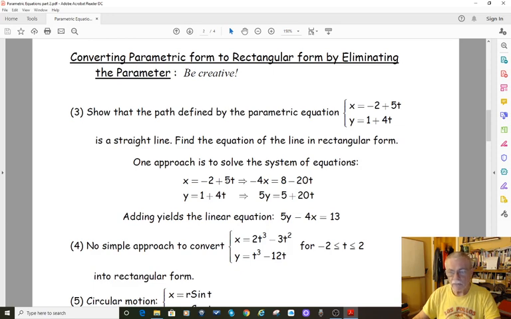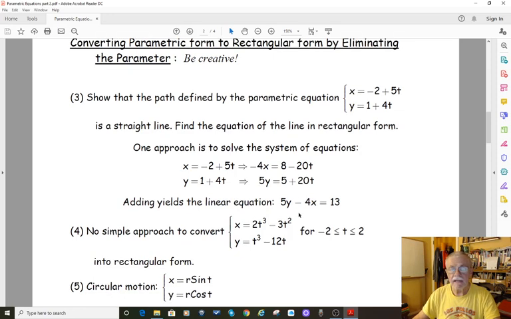We've got 5 and 4 as the coefficients of t, so I'm going to make one of them negative. I arbitrarily multiply the top guy by -4 and get this, the bottom guy by +5 and get this, and then you can see that these have opposite signs, so I'm just going to add them up, and I get 5y minus 4x equals 13. Okay, so that would be our linear equation, our line.